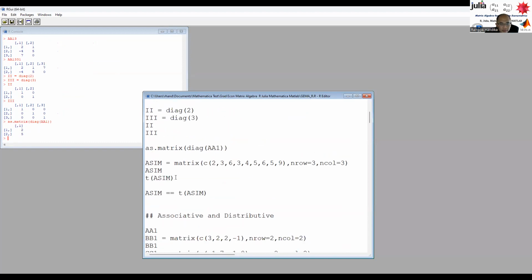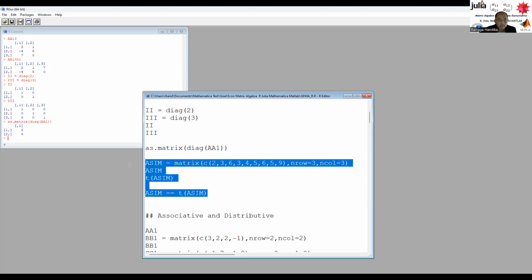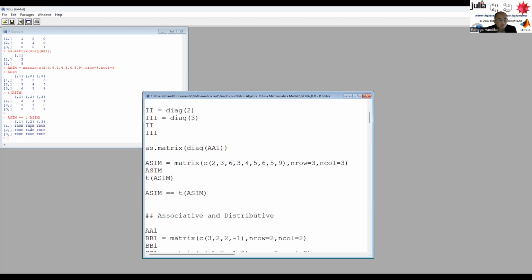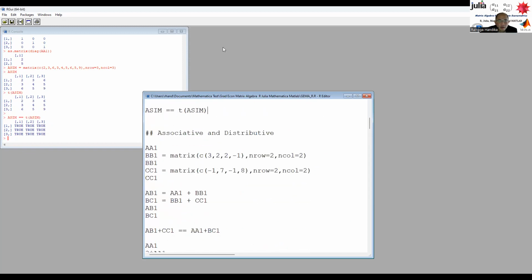And then this is symmetric. If you know that the matrix is symmetric, let me look a little bit at the matrix. You can see when the transpose of a matrix is the same as the matrix itself, we can say it's symmetric. So you can try here, test, using the logical value. Yes, TRUE, TRUE, TRUE when all components match. So this is the implementation in R.